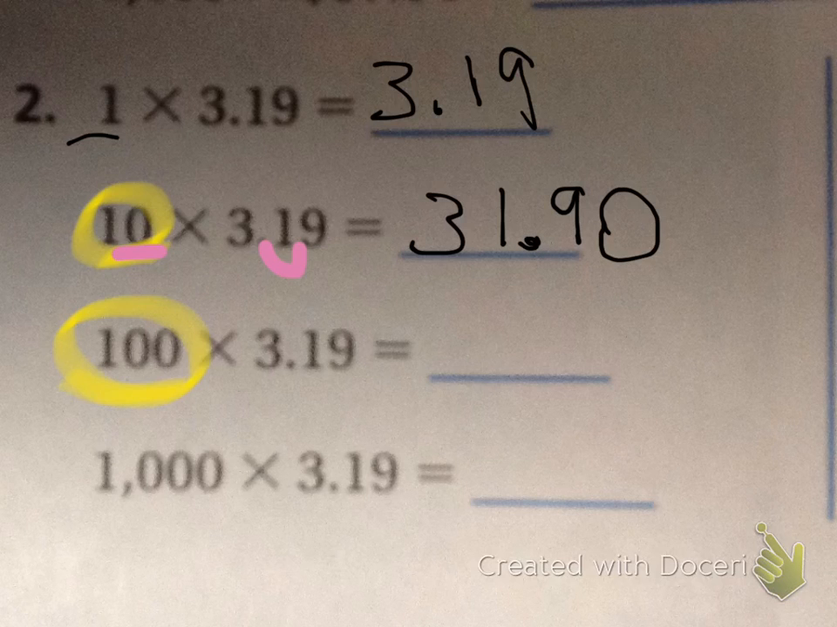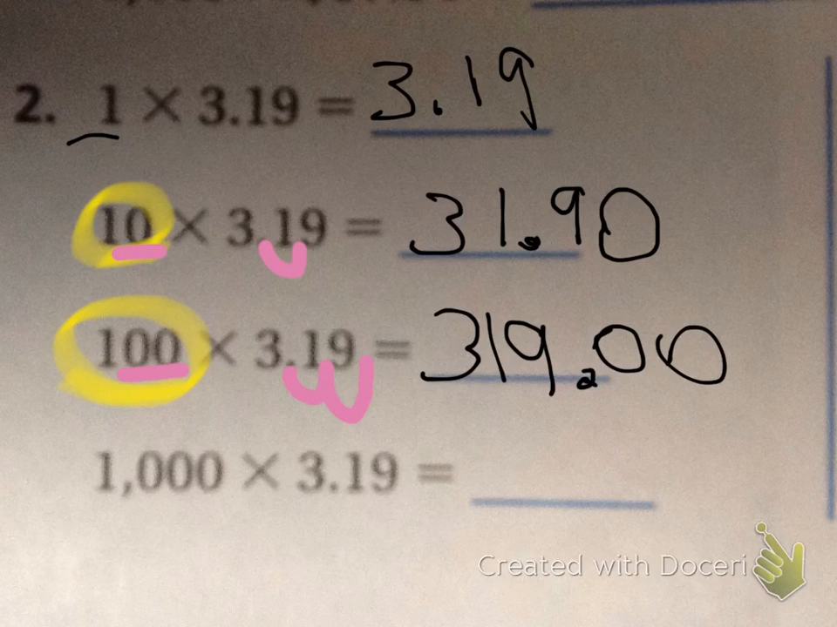Let's take a look at this one. Now we're timesing it by 100. Well, there's 2 zeros, so I'm going to move it to the right twice. So 319. If I wanted to, I could put a 0 behind it, or 2 zeros, or 3 zeros, or whatever.